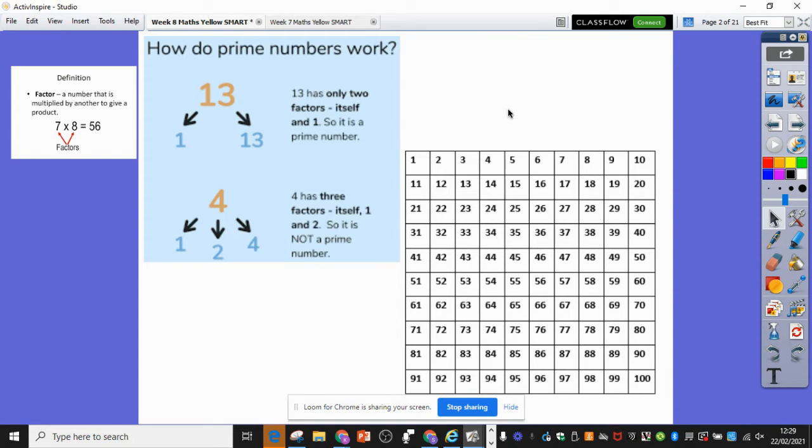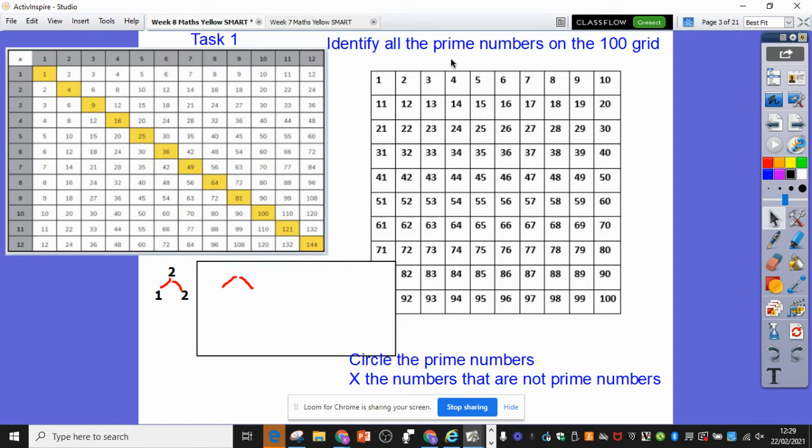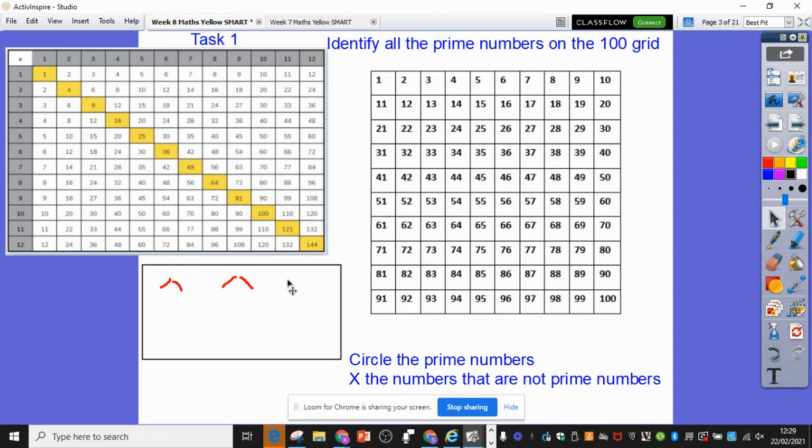So you're going to apply this now into your first task, and I'm going to take you through it in a bit more detail, so don't worry. Your task 1 is to identify all the prime numbers on the 100 grid that you have been sent through. I have got my times table grid out here just to help me and to keep me on track. And I thought that you might want to do the same yourself because we're focusing on prime numbers here, and it's your times table facts that are going to help you.